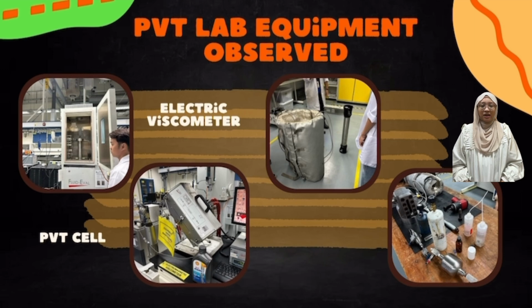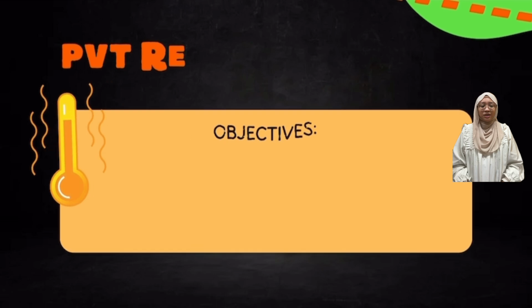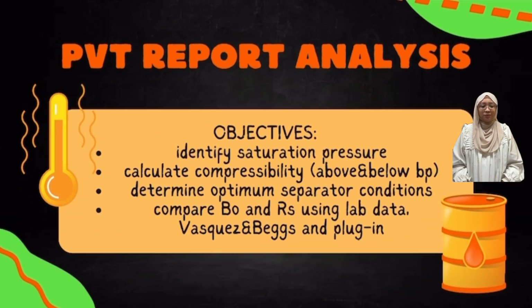Next is the PVT analysis report. The objective of this analysis is to identify the saturation pressure of the reservoir fluid, to calculate the compressibility above and below the bubble point, to determine the optimum separator conditions, and to analyze and compare the formation volume factor (BO) and solution gas-oil ratio (RS) using experimental data, Vasquez and Beggs correlation, and the Excel plugin.